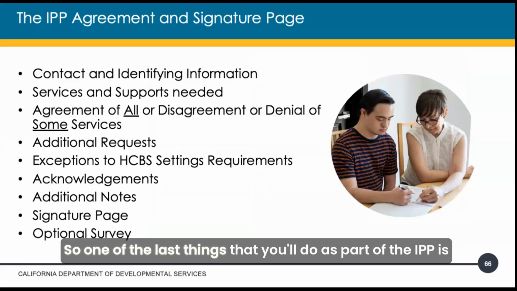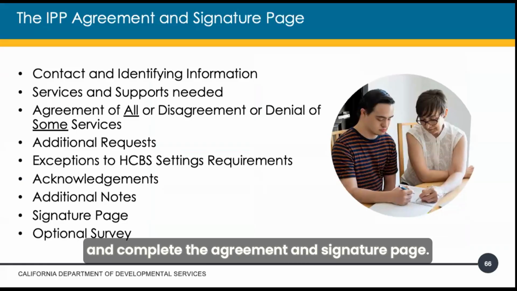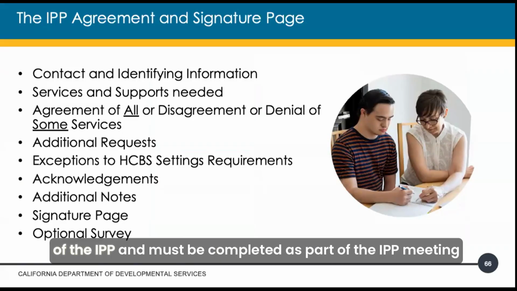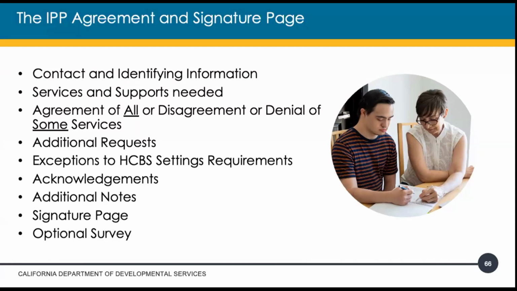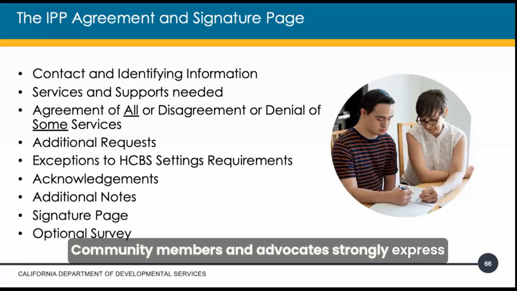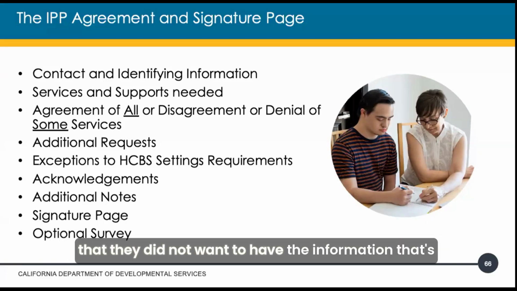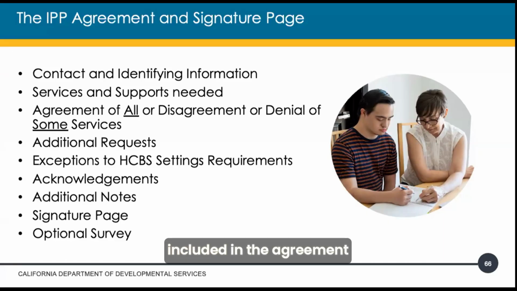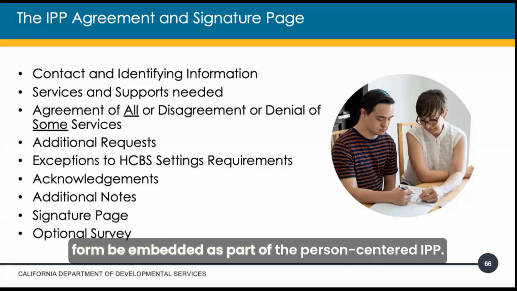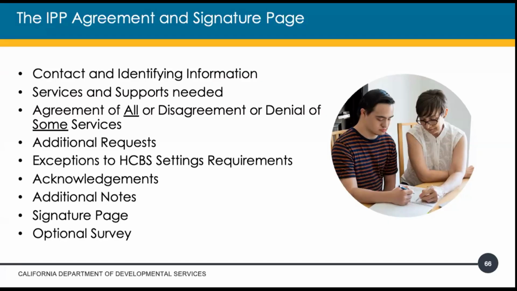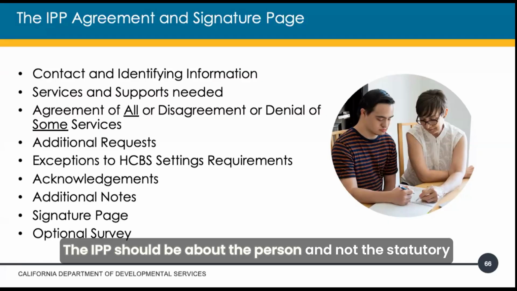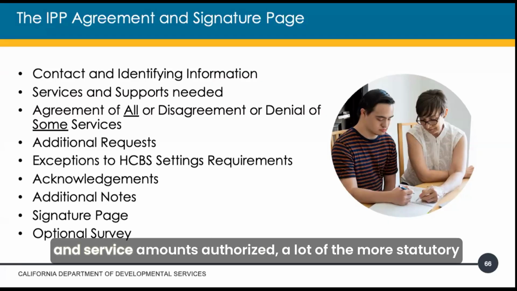One of the last things that you'll do as part of the IPP is review and complete the agreement and signature page. This form is part of the IPP, but it's distinct from the person-centered part of the IPP and must be completed as part of the IPP meeting or process. Community members and advocates strongly expressed that they did not want the information included in the agreement form to be embedded as part of the person-centered IPP. The IPP should be about the person and not the statutory requirements and service amounts authorized.